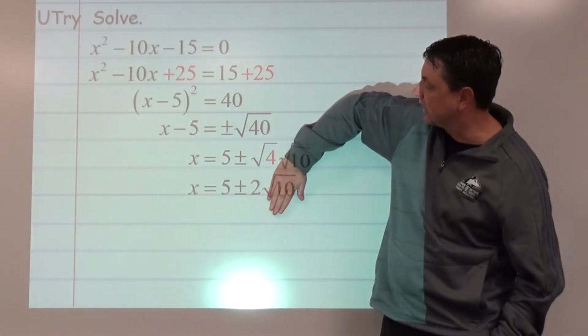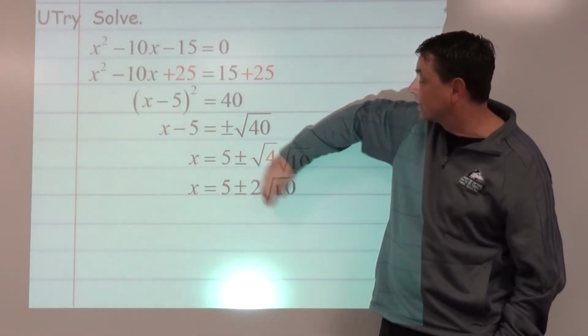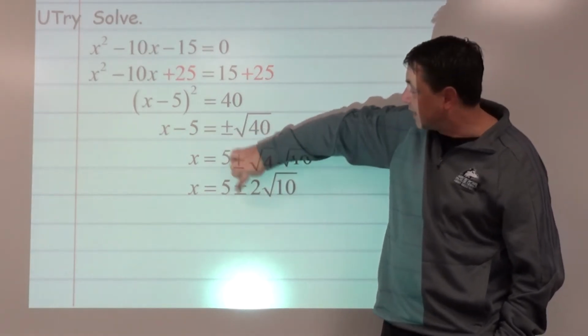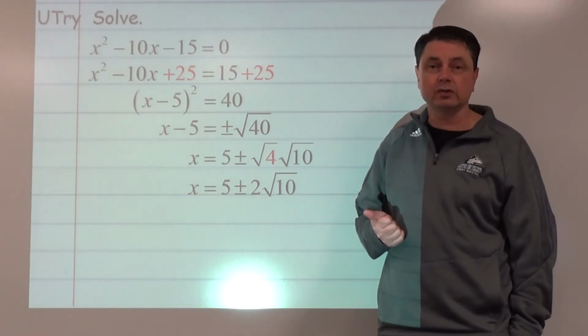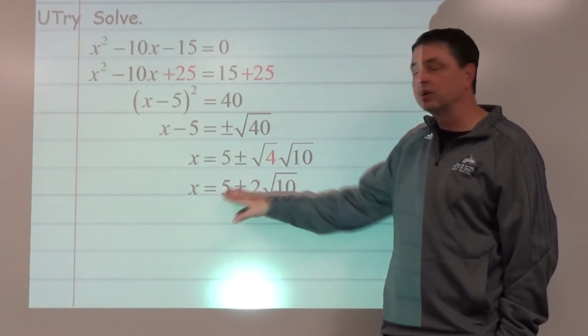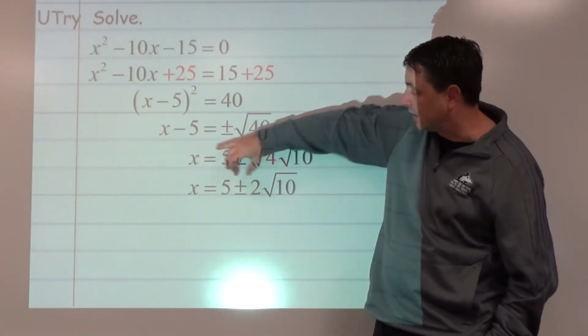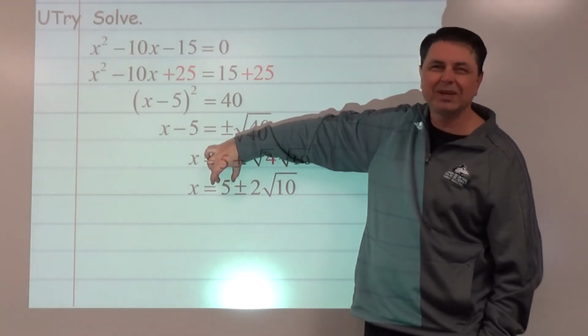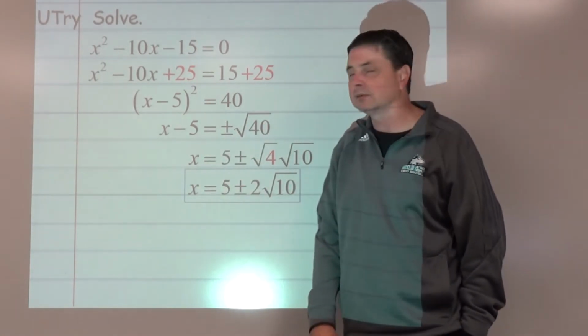Now, if that root 10 wasn't there, I'd go farther. I'd go 5 plus 2 is 7. 5 minus 2 is 3. Those are my two answers. But with the root 10, these are now not like terms. This is 2 root 10. This is certainly not 5 root 10. So we can't add them together. We're done right there.